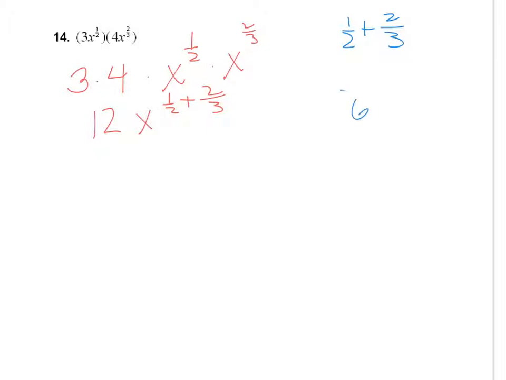I don't have my calculator with me right now, so I'm going to show the work, and I need to have a denominator of 6 here. So I'm going to multiply the 2 by 3, so the 1 by 3. I'm going to multiply this 3 by 2, so that makes that 4 to give me 7/6. So that means I'm going to have 12x to the 7/6.